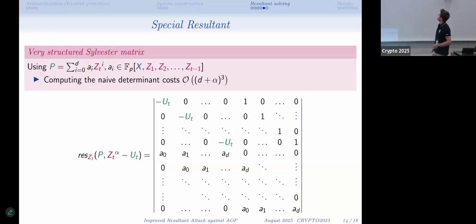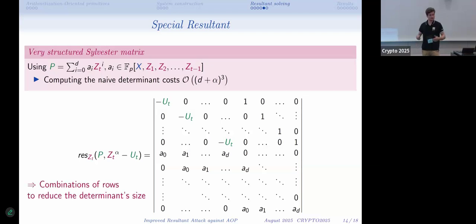And computing this resultant in a naive way, even though there are better algorithms for computing determinants, would cost around (d plus alpha) cubed, because this matrix is of size (d plus alpha) times (d plus alpha), right? But if we realize that this matrix has some pretty big sparsity, we can do combinations of rows and columns to reduce this matrix down. I don't have the time to explain the details of this determinant computation, but I have some bonus slides if some of you are interested.